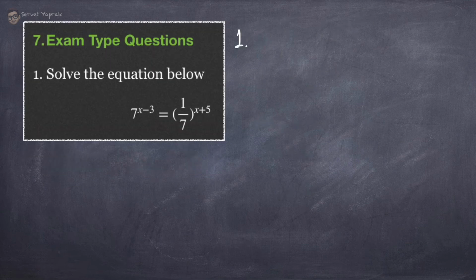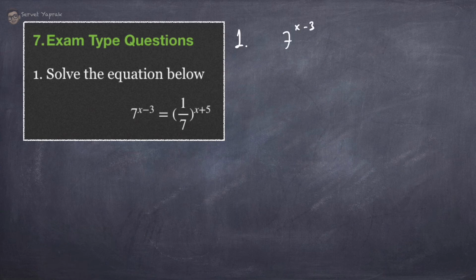Exam type questions. Number 1. Solve the equation below. So we have 7 as the base on the left side. We have 1 over 7 on the right side. If we write 1 over 7 as 7 to the power of negative 1, we can solve the equation.